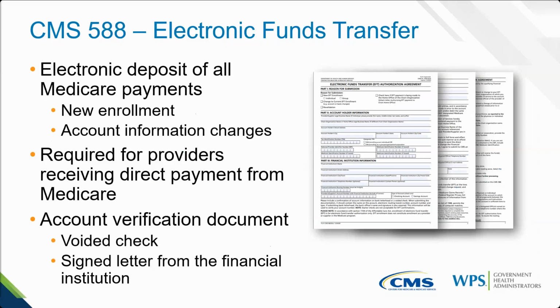If payments go to an account that is no longer viable, that payment will come back to us and we'll still process claims, but we won't release payments until that information is updated. It's referred to as a do not forward. So it's really important that you're leveraging this form to keep that account information up to date.